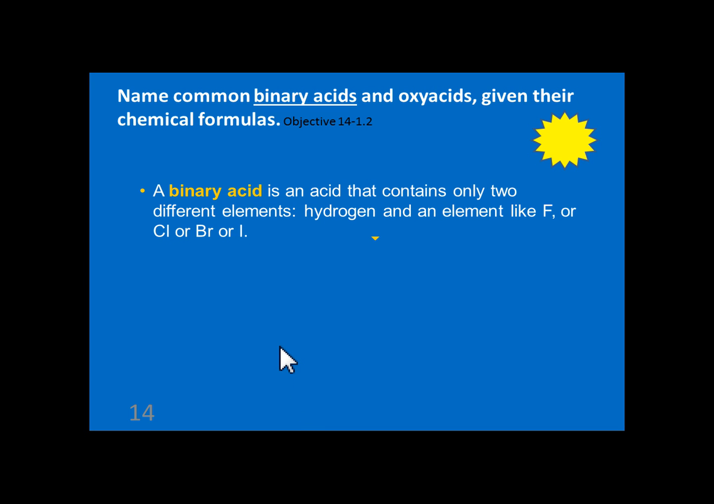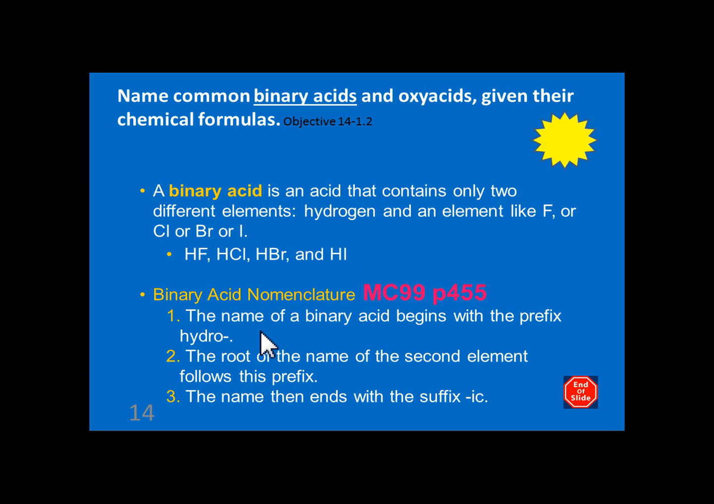A binary acid is an acid that contains only two different elements, hydrogen and an element like fluorine, chlorine, bromine, or iodine. So your binary acids typically are HF, which is hydrogen fluoride, HCl, which is hydrochloric acid. HF is also called hydrofluoric acid. HBr is hydrobromic acid, and HI is hydroiodic acid.